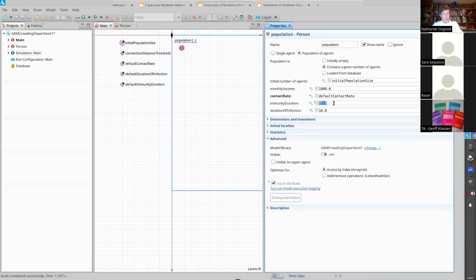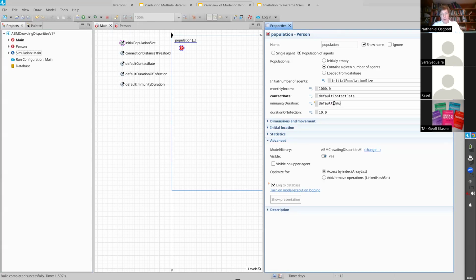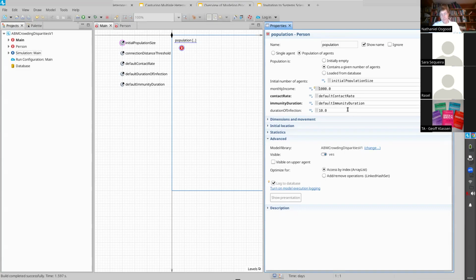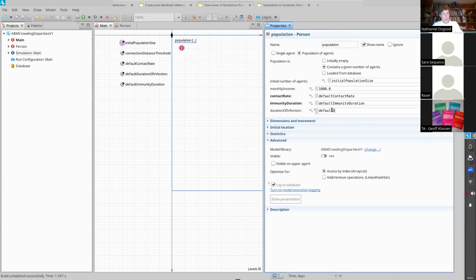For immunity duration, default immunity duration. For duration of infection, default duration of infection.